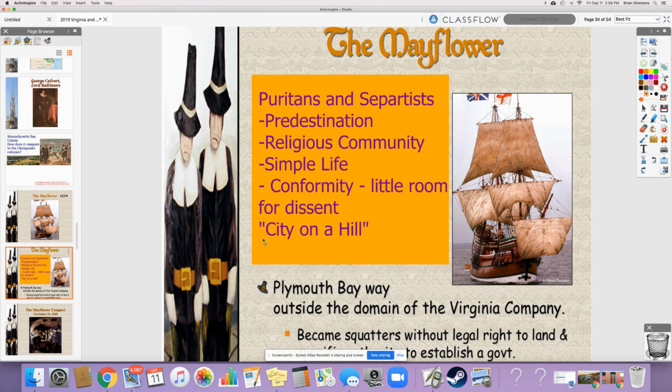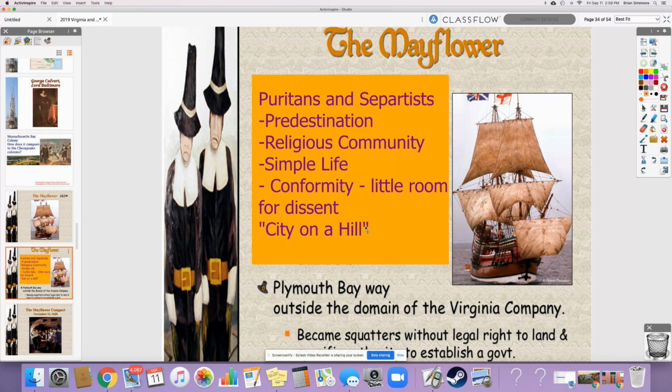When they land, they want to establish what's known as a city on a hill, an example to the rest of the world. So if you imagine a city on a hill, a beacon of light to the rest of the world, they expect people to look up to them, to look to them as an example of perfection and how to live a good Christian life.